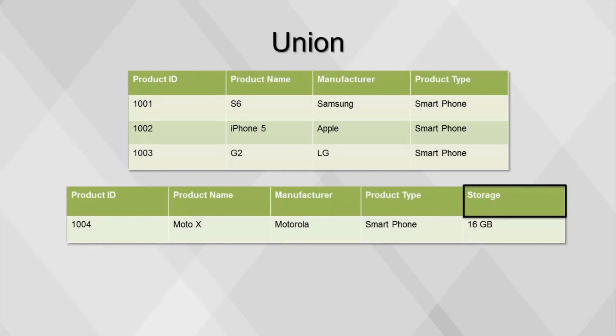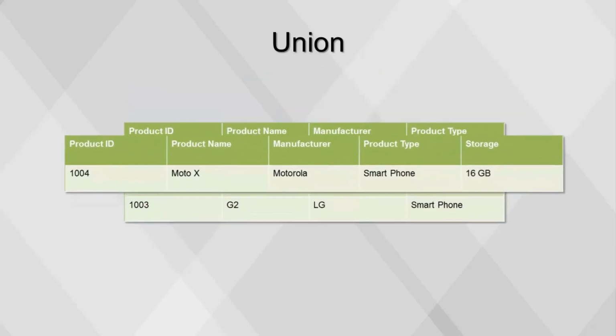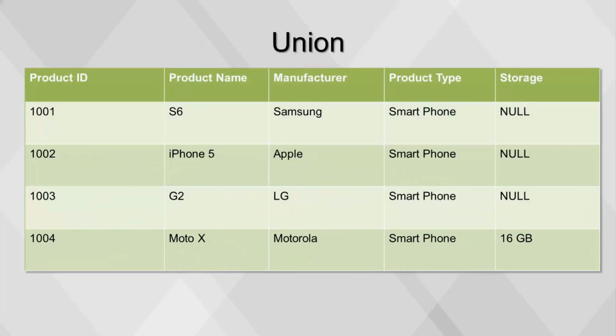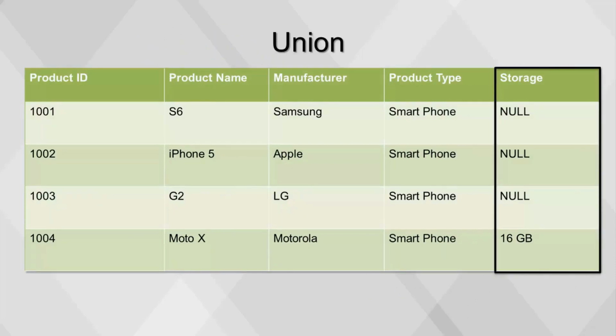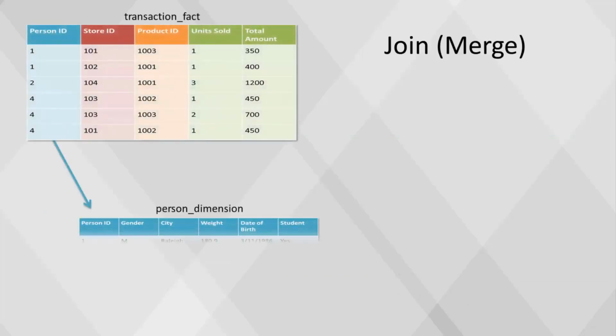In this union, our two tables, one with 3 rows and one with 1 row, will combine to create one larger table, which has 4 rows. Notice the null values in the storage column. Storage was not contained in both original tables, so the rows that do not contain data for storage will have null or missing values. Joining is also referred to as merging.